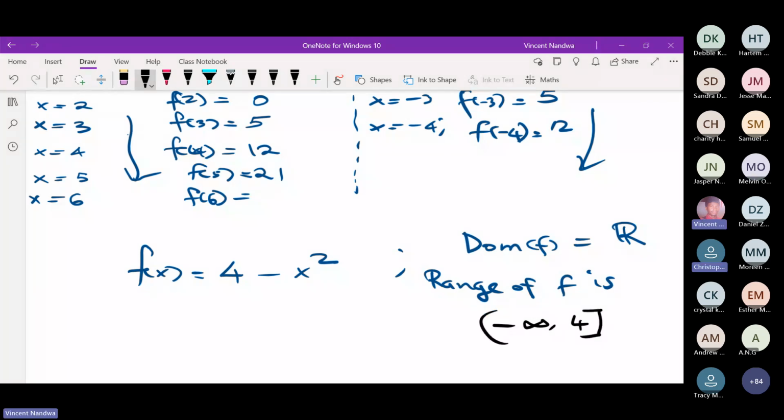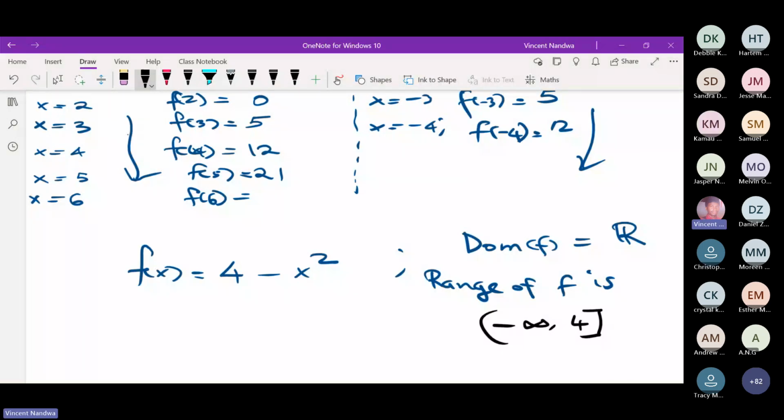I don't know if you can see that. Are you able to visualize that from the previous workings? That when f of x is defined as 4 minus x squared, then the range will be from negative infinity to 4. And it will be 4 when x is zero.